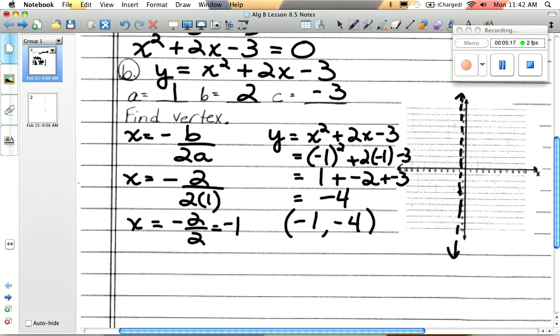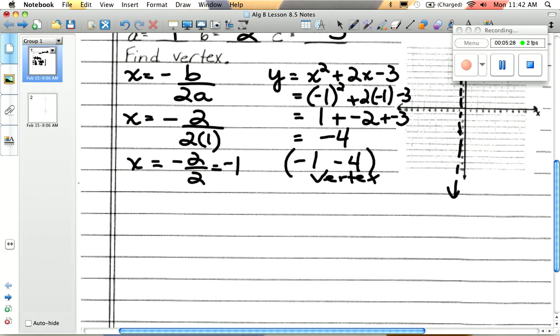Okay, so now that we have our vertex and we have it graphed, what's the next point we typically locate? The y-intercept. So now we'll find the y-intercept. Because c is equal to -3, we're going to say the y-intercept is 0, -3. So now we'll put that point on our graph.